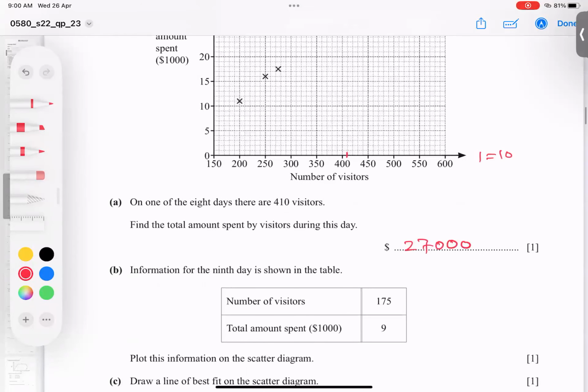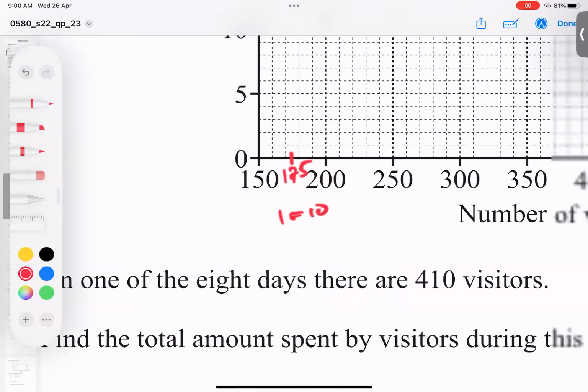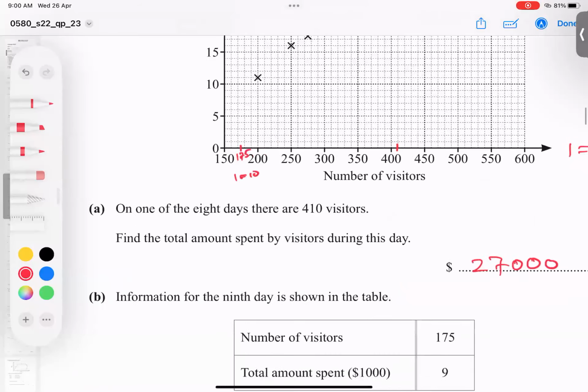Let's go for the next one. Information of the 9th day is given by him. 175 is what here? The number of visitors. So the number of visitors is 175, somewhere here. Let's find where 175 is. Make sure one box is 10. So 50, 60, 70, 80, 90, 200. So 60, 70, 75. This is 175. You saw how much care I'm taking about this one.